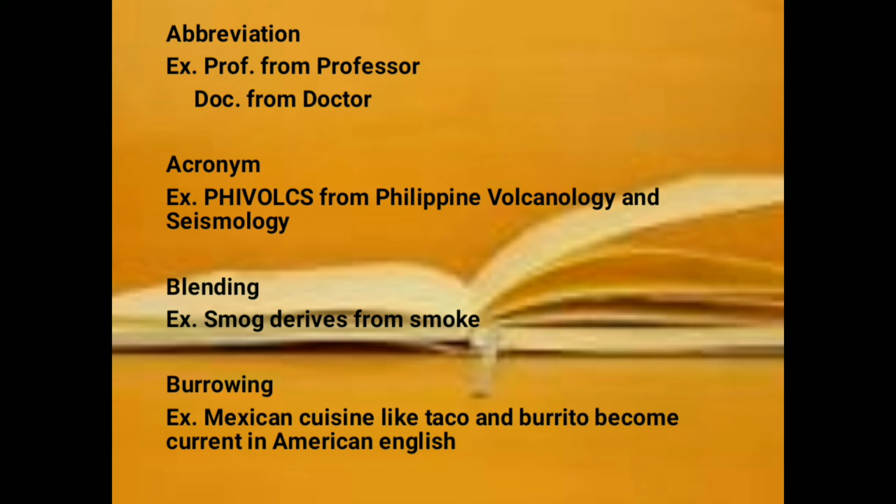Next, the acronym, pronounced as a sequence of letter names. For example, PHIVOLCS from Philippine Institute of Volcanology and Seismology. Then blending. It involves taking two or more words, removing parts of each, and joining the residues together to create a new word whose form and meaning are taken from the source words. For example, smog derives from smoke and fog, and means a combination of two substances. Borrowing involves copying a word that originally belonged to one language into another language. For example, Mexican cuisine like taco and burrito have become current in American English and are spreading to other English dialects.